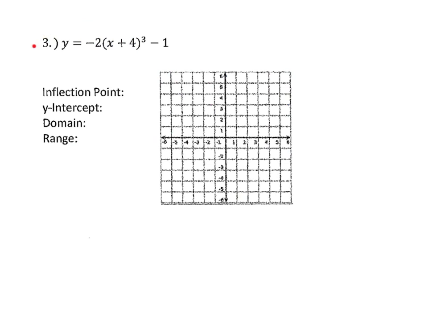So in this problem here, 3, I do need to start off with figuring out the shifts to figure out the inflection point. But first, let me fill in the domain and range since it's all real numbers. So the shift here, I have a plus 4, so this means right 4. And then I have a minus 1 on the outside, so this means down 1. So if I go right 4, down 1, that hits it right here.